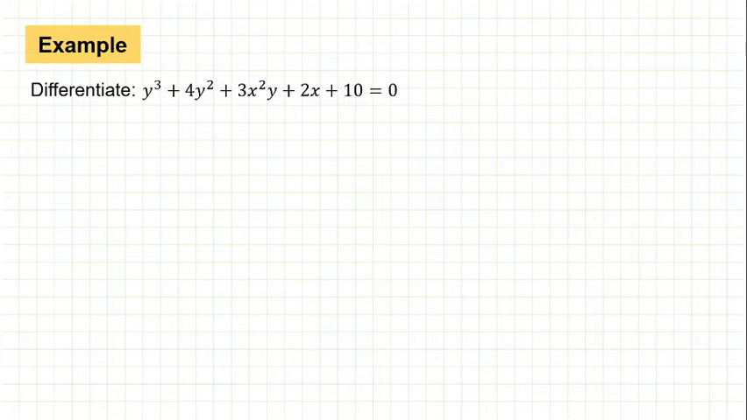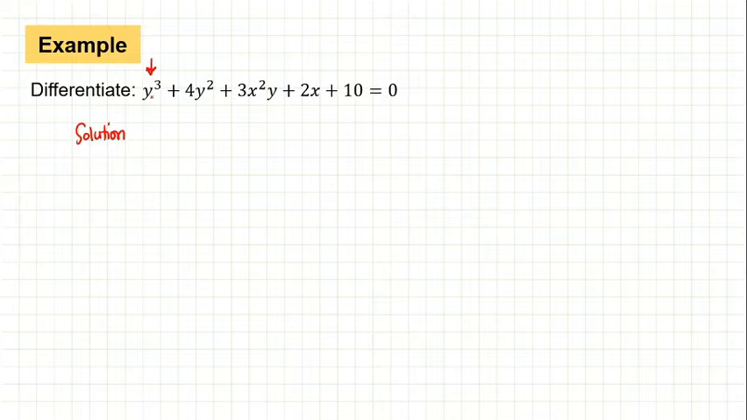Suppose we have this one. So medyo maraming terms na yung nakikita natin dito. We will differentiate y cubed plus 4y squared plus 3x squared y plus 2x plus 10 equal to 0. So we will differentiate each term. Okay? So in this case, let's differentiate first y cubed. So this is the solution now.